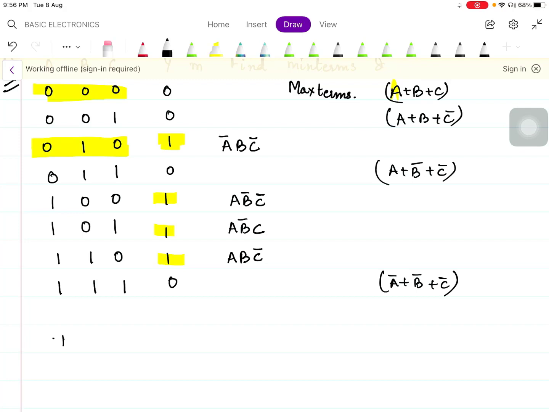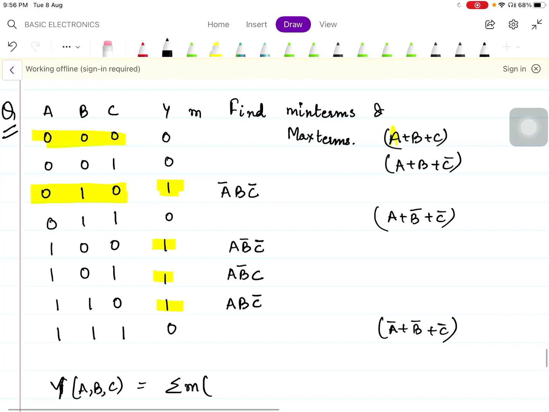So if I have to simply write the min terms, y as a function of a, b, c is equal to summation m because I am going to write the minterms. So what is the number of the first minterm? Starting from 0, 0, 1, 2, then 4, 5, 6. So these are the minterms and the remaining ones are the max terms. That means 0, 1, 3 and 7. So these are the max terms.